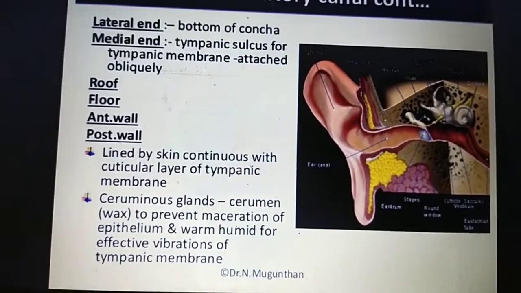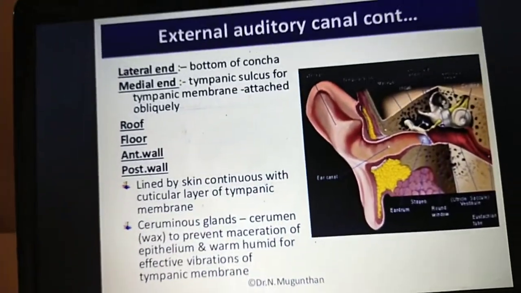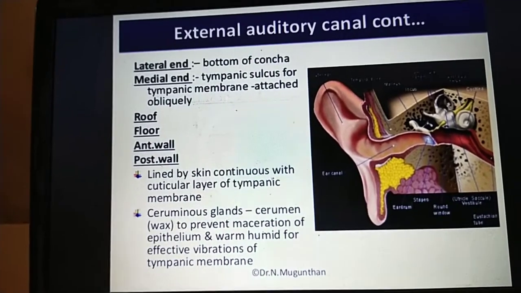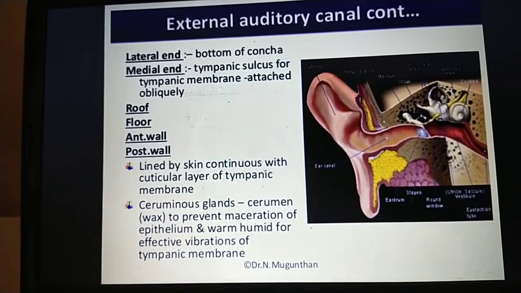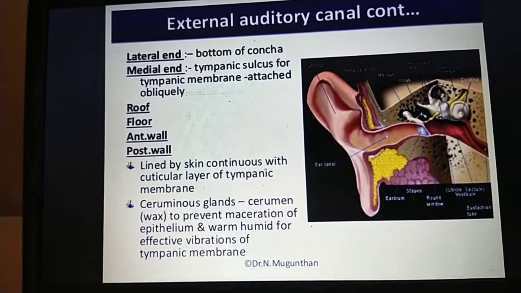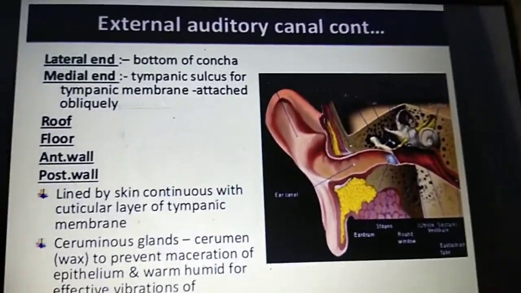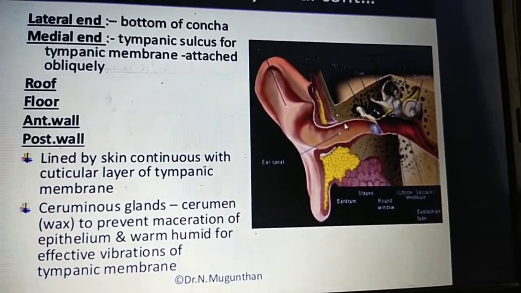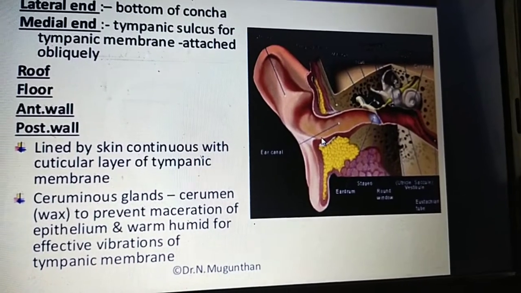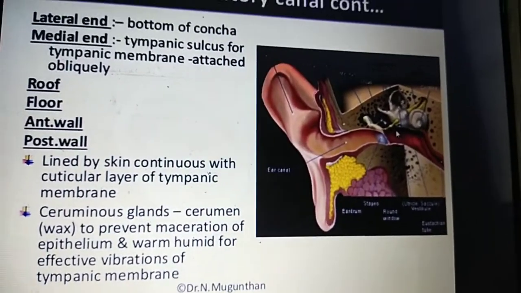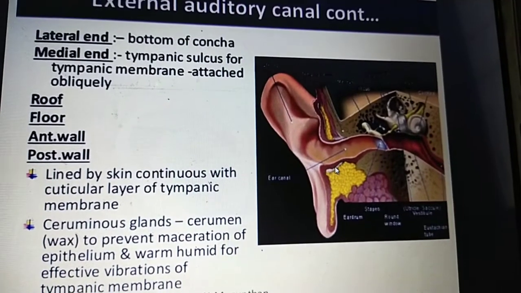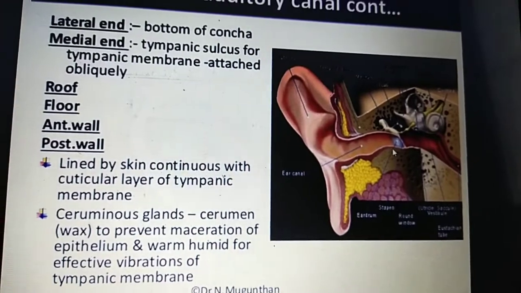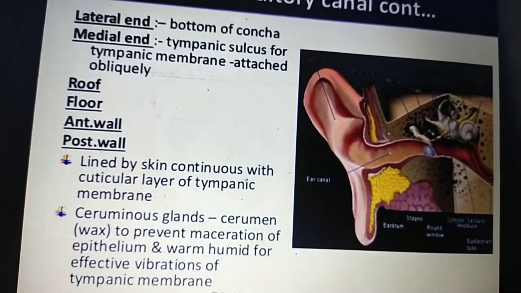Now the external auditory canal has two ends, a lateral end and a medial end, and it has a roof, floor, anterior wall and posterior wall. This is the lateral end and this is the medial end, this is the roof and this is the floor, and the anterior and posterior walls. The lateral end is the bottom of the concha. The medial end is at the tympanic sulcus, for the tympanic membrane attached obliquely.